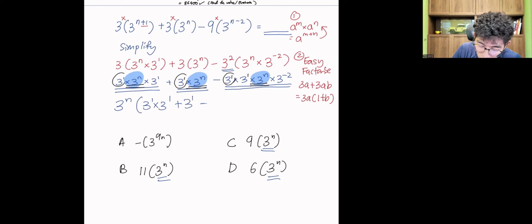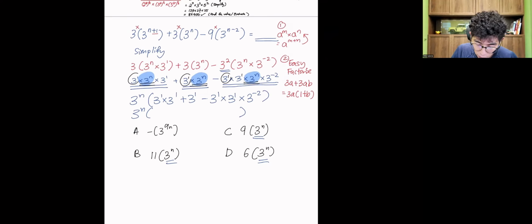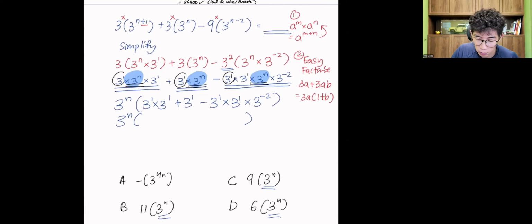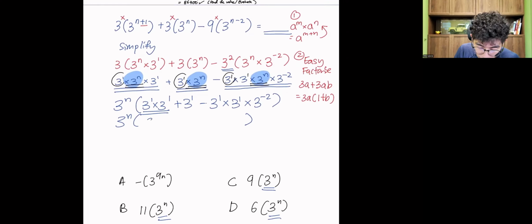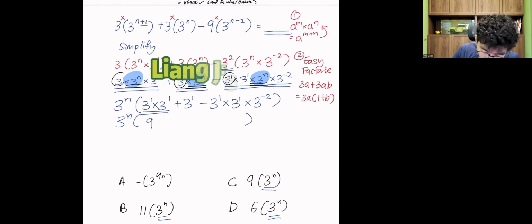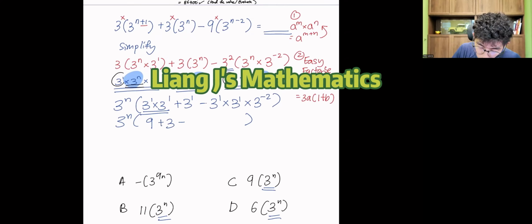Because you can actually solve that. So you see 3n. Now you're going to solve the question inside. Solve means you can use a calculator if you want, but I don't want. So this one is actually 9, 3 times 3, 9. This one 3. And this one, 3 times 3, 9.